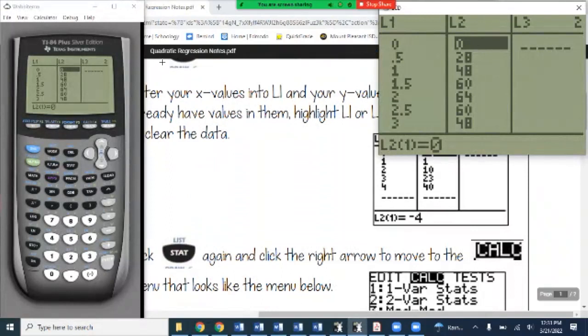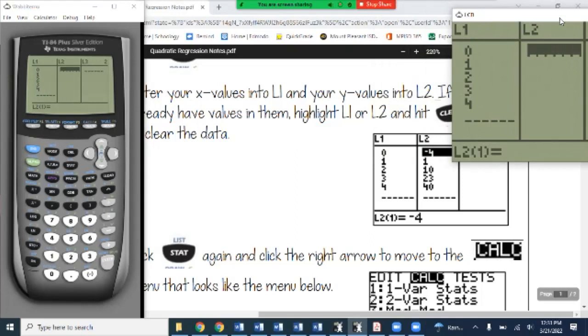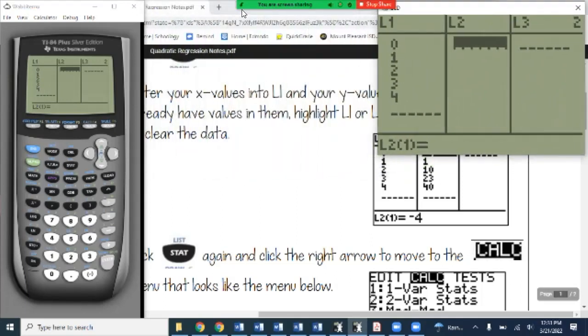Everybody have that? Now, if you already have numbers, which I do, to clear those out, you highlight L1 or L2, depending on what side you're on, press clear, enter. Go back up, clear, enter. Never, ever press delete, because if you press delete, you got to give the calculator to Ms. Ramirez and she has to fix it. I already had somebody do that earlier. Go ahead and push those numbers in that are right there on your page. You should have those numbers on your own piece of paper. You shouldn't have to look up at mine, but go ahead and copy that table over.